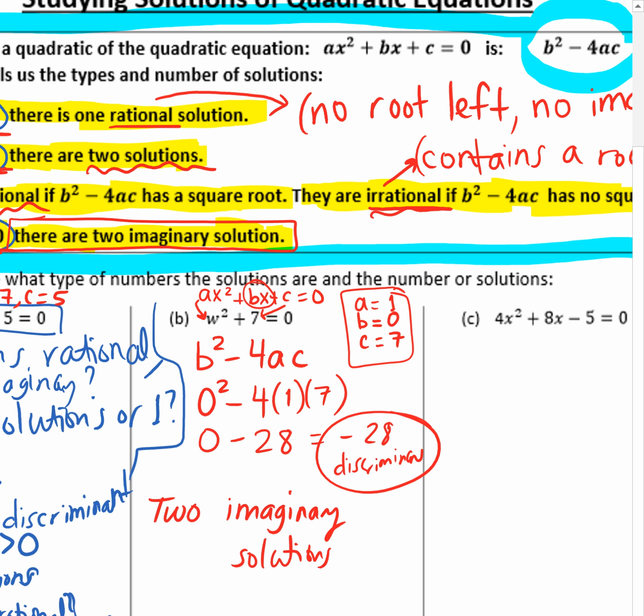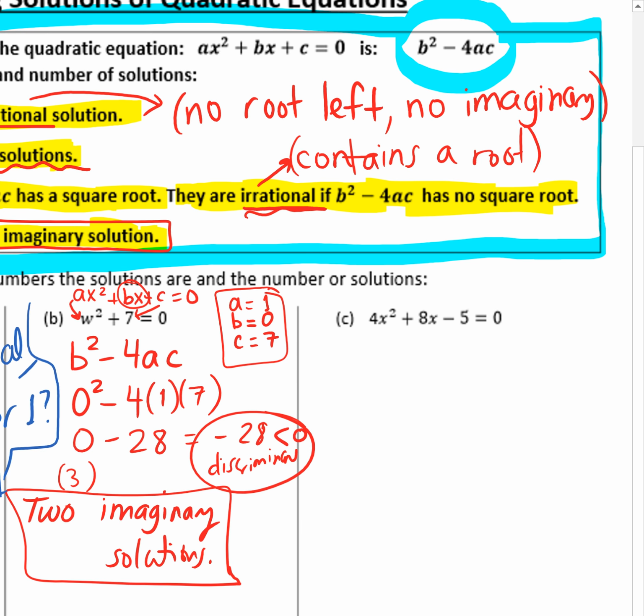And again, that's because this number that we found is less than 0. So we're in that third category, sort of, up there in the box. So that would be your answer, just two imaginary solutions. And you don't really care what they are, you just care what type and how many.